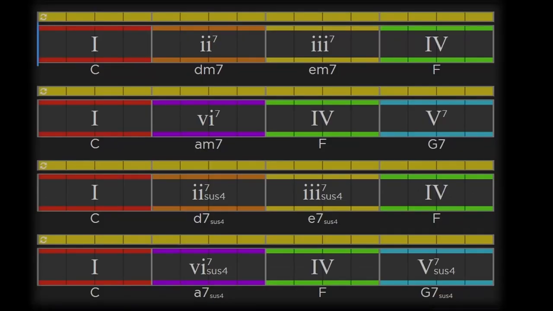In this next example, I'll play a progression twice. It will utilize the 2, 3, and 6 minor 7th chords before finishing on the 5 dominant 7th chord. In the second repeat, all of these chords will be played as 7sus4 chords. Listen to the difference this brings, providing an open, emotive sound and highlighting the versatility of this chord.